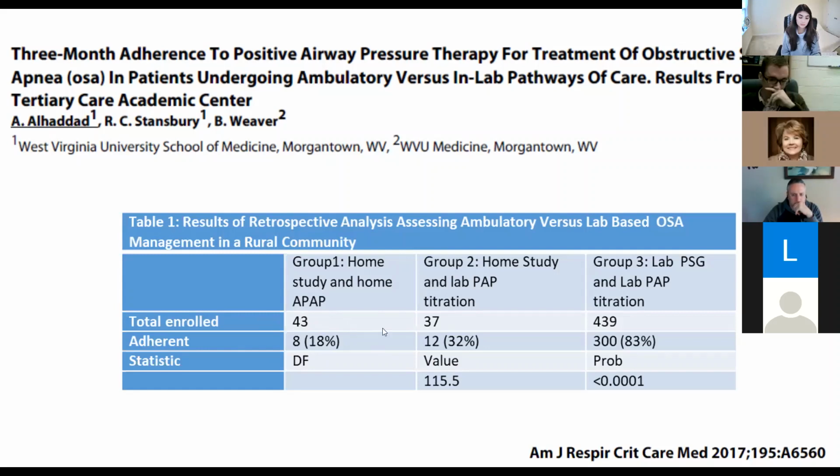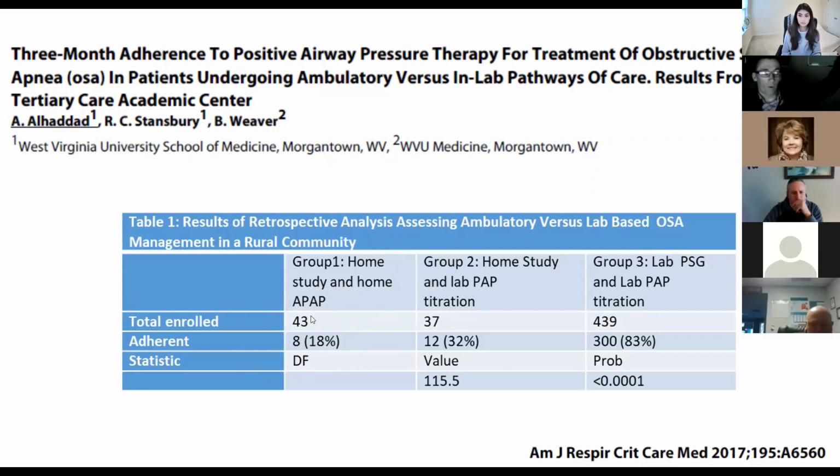but when you looked at adherence after 6 months of therapy, I believe, or 3 months of therapy, patients who went that ambulatory route, only 18% were adherent. If they came into the lab, they got a little better. We got them up to 32% adherence. But people who went through a complete lab-based titration actually did very well with therapy, which is interesting.